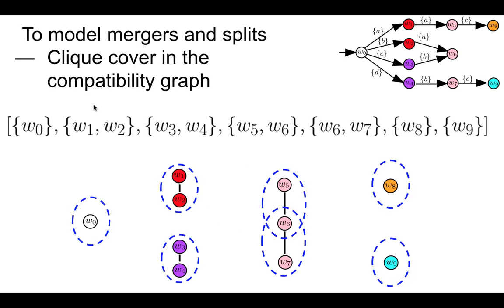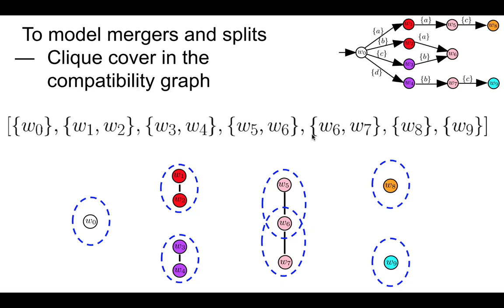If we write a merge of several states as a set, then the set of mergers becomes a collection of sets, and each set must form a clique in the compatibility graph. We also call the collection of sets a clique cover. In this clique cover, if one vertex is not going to be merged with any others, then it forms a singleton set. If one vertex is contained in multiple sets, then we interpret it as split and merge.